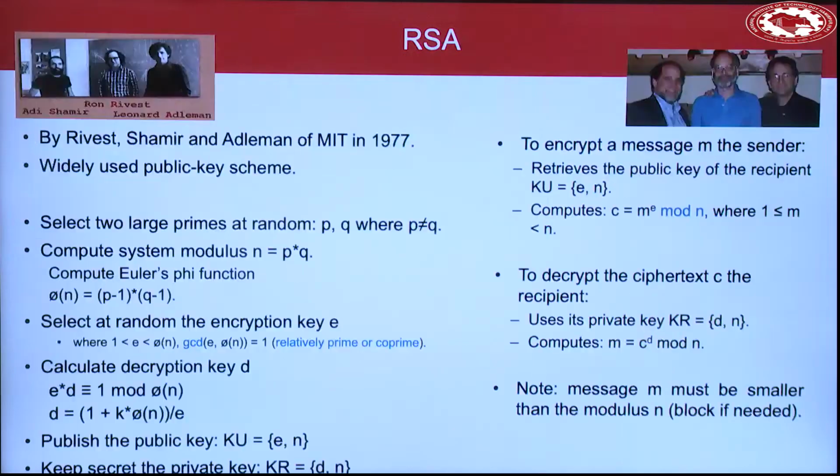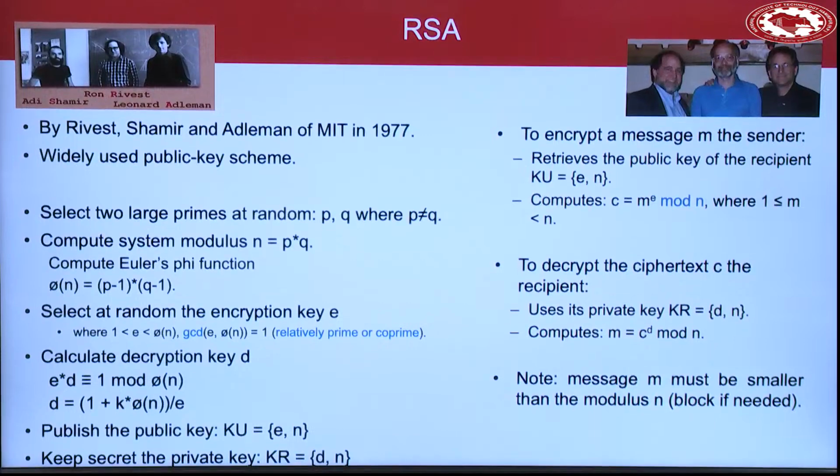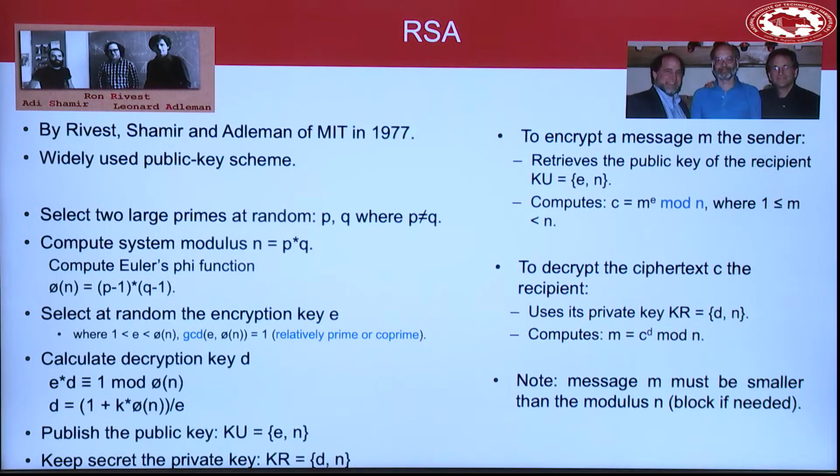Right, so I can show you like these. Three scientists from MIT came together and in 1977 developed an algorithm called RSA, named with their surnames: Adi Shamir, Ron Rivest, Leonard Adleman. They came together and published a paper called New Directions in Cryptography, on public key cryptography.